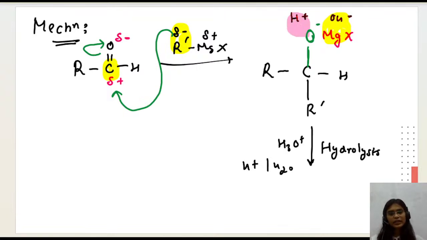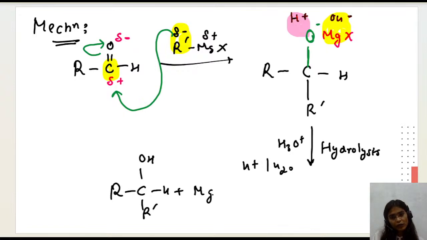So let's see what is going to happen now. In this case R, this C-O, the O is combined with the H, and this R stays the same, and this magnesium is combined definitely with the OH there. So it becomes MgOH and X is there. So this is how the mechanism is. It's a very simple mechanism. Just try to understand how the reaction proceeds.